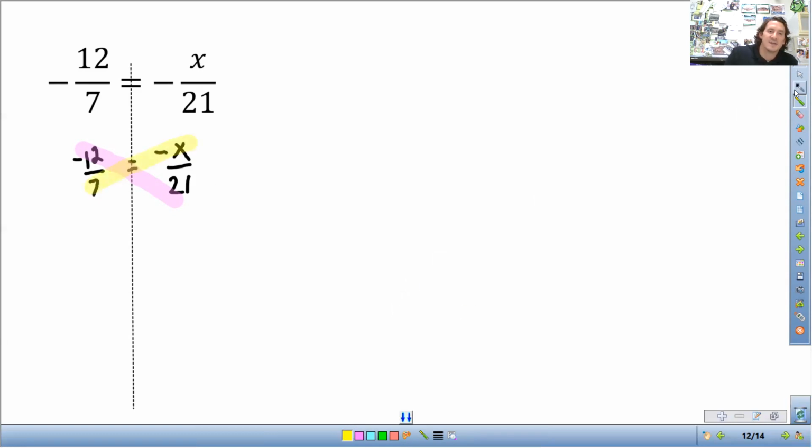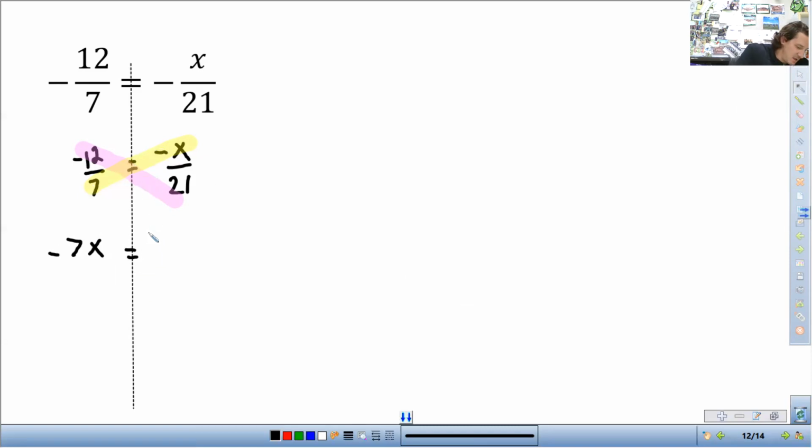So here's the deal with this. Negative x times 7, I can just move the negative in front and it'll just be negative 7x. All right, between the two of them, there's only one negative, so when you multiply them together, it becomes a negative quantity. Negative 12 times 21 is negative 252.